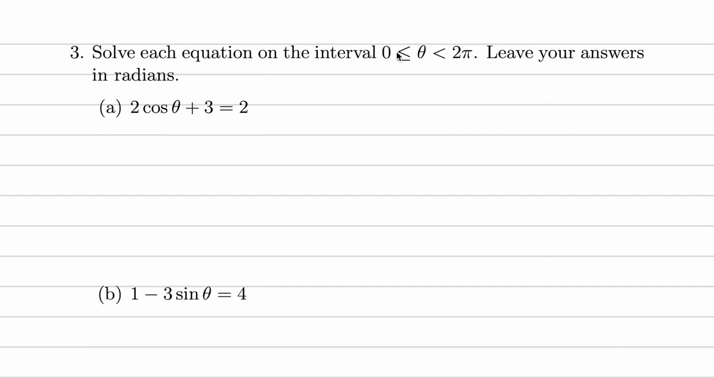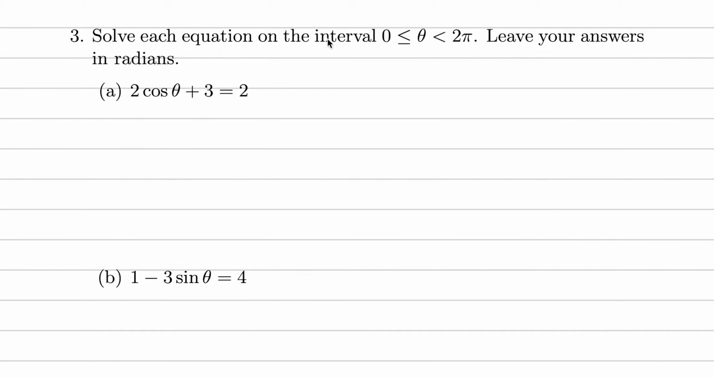Solve each equation on the interval 0 through 2 pi, 0 inclusive, 2 pi is not. Leave your answers in radians. In part A, 2 cosine theta plus 3 equals 2. So we have cosine theta as the variable, so we need to isolate cosine theta.